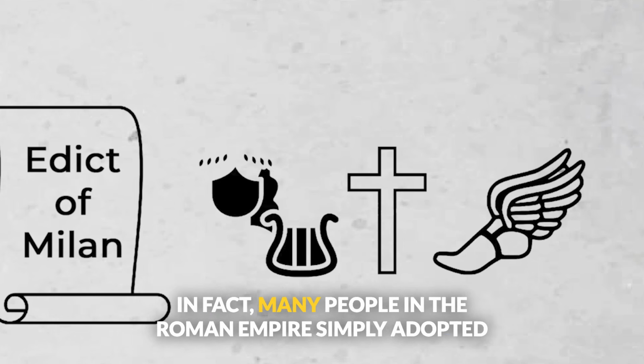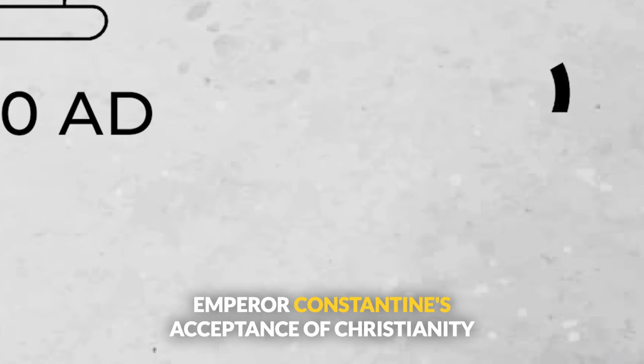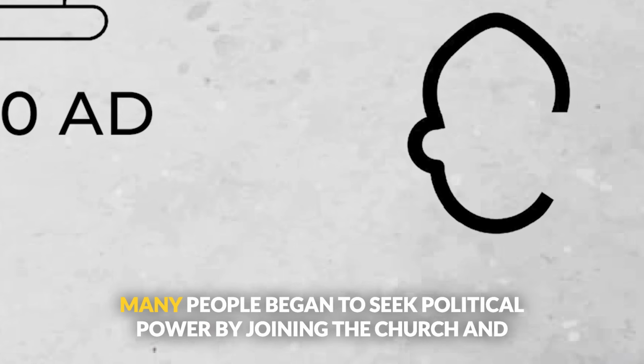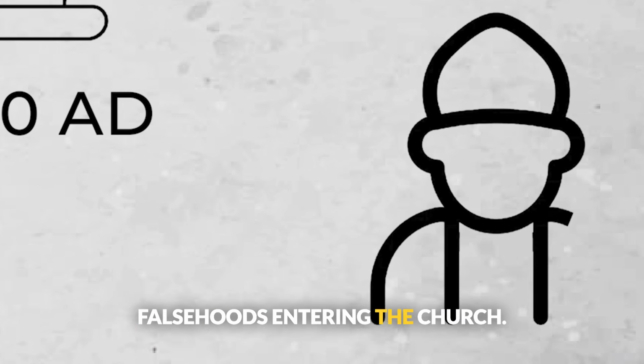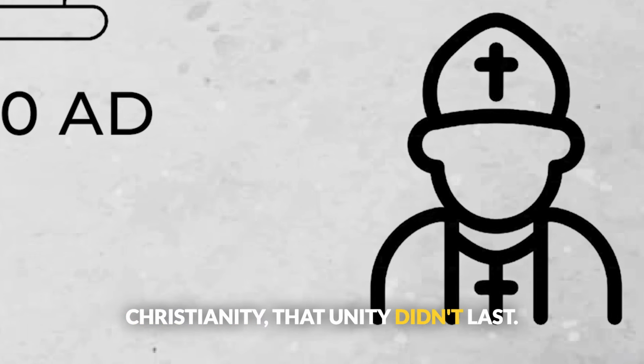In fact, many people in the Roman Empire simply adopted Jesus Christ as one more god to worship, like Apollo or Mercury. Emperor Constantine's acceptance of Christianity also created a connection between politics and religion. Many people began to seek political power by joining the church and rising in the ranks of Christianity, which led to even more errors and falsehoods entering the church. While Emperor Constantine tried to unite Romans under the banner of Christianity, that unity didn't last.